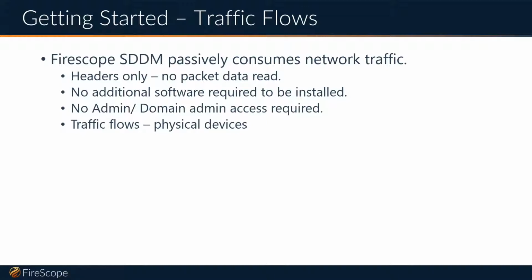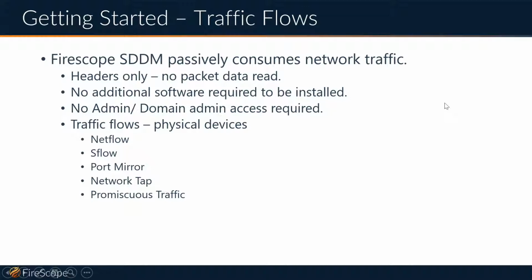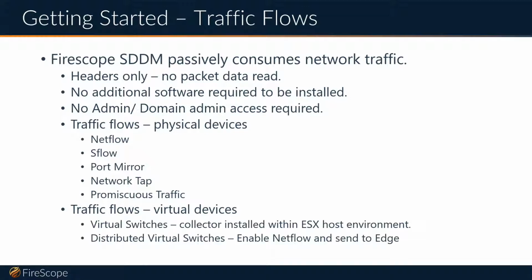We're literally just looking at traffic flows. Where you've got physical devices, we'll need things like NetFlow, sFlow, port mirroring, network taps, promiscuous traffic, or any combination of those to get us all the data from your physical switches and routers so that we can see the entire physical part of your network. And then we need to couple that with traffic flows from your virtual devices.